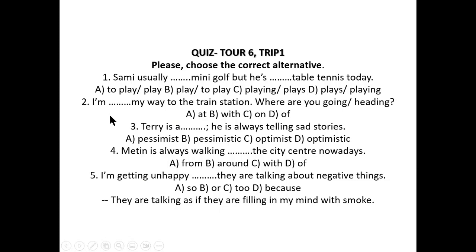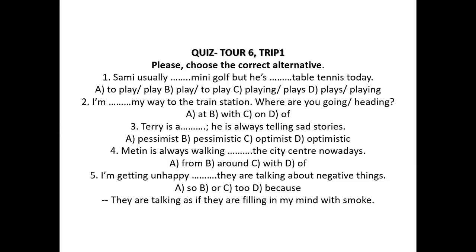Okay. I am blank, M, there is M. I am blank my way to the train station. Where are you going? Where are you heading? Yes, it is also very popular. Where are you heading? Okay. I am. This is a matter of preposition. To be on the way of. Yes, I am on the way or on my way. I am on my way to the train station. To be on the way means going towards somewhere or heading. Okay. Where are you heading? I am heading to the library. I am going to the library.